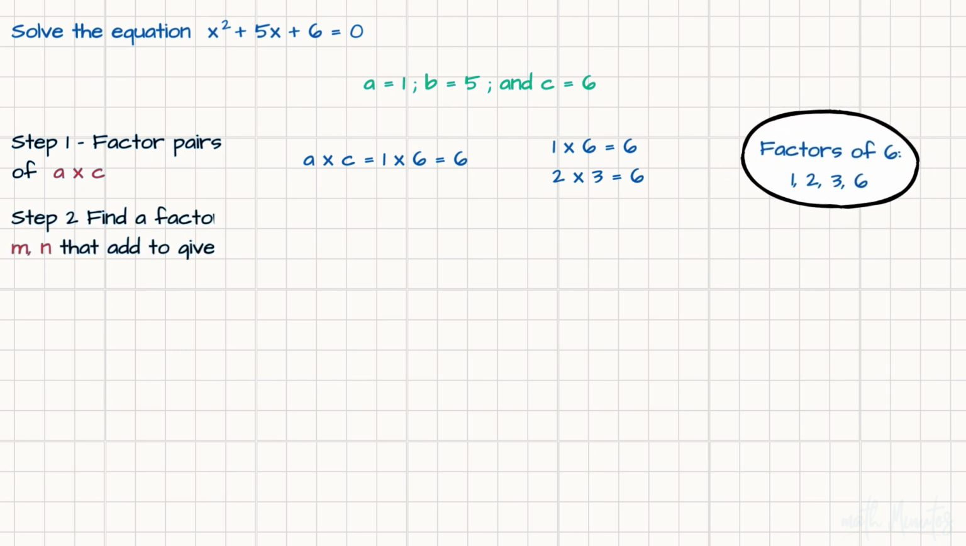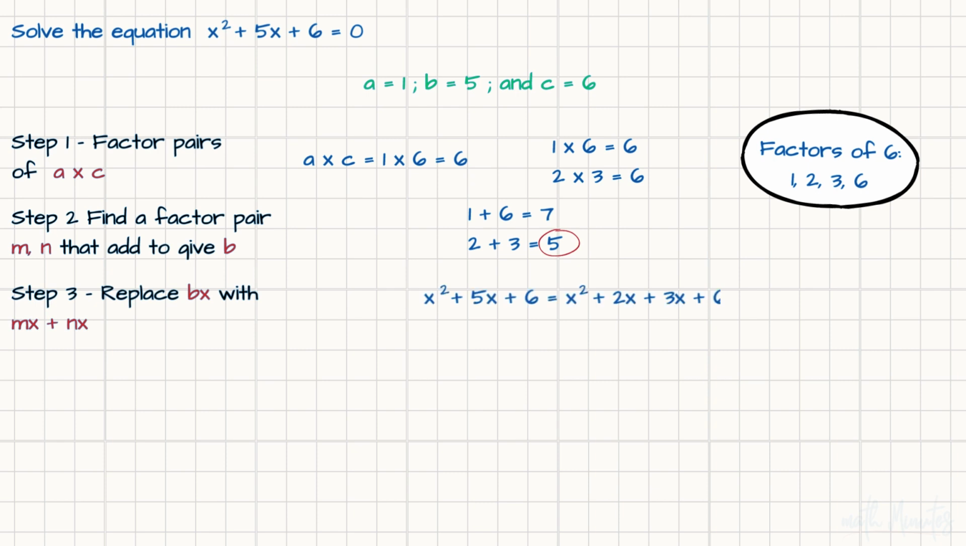Step 2, we need to find two factors whose product is equal to 6, and whose sum is equal to 5. We see that 1 plus 6 equals 7, and 2 plus 3 equals 5. So we choose the numbers 2 and 3. The third step is to replace bx with mx plus nx. We have x squared plus 5x plus 6 equals x squared plus 2x plus 3x plus 6.